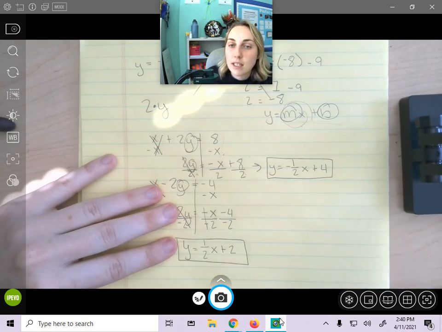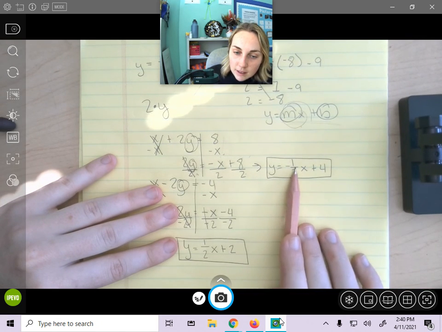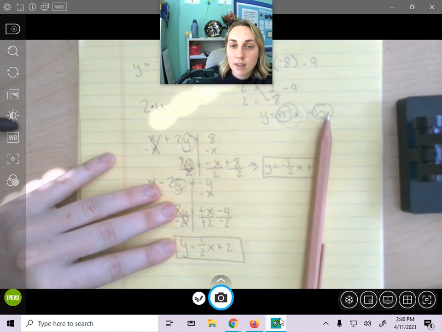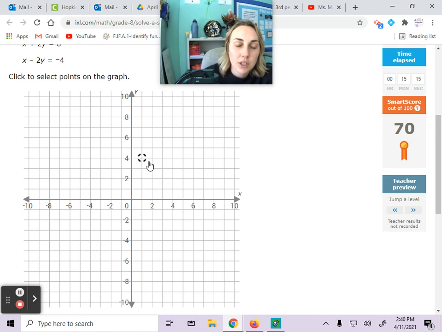So now we're just going to do the exact same thing, where we would plot this and find where they meet up. So first I'm going to plot the first one. The first one had a y-intercept of a positive 4. So on here, I'm going to find positive 4 on the y-axis. And then my slope is negative 1/2. So that means I'm going to rise negative 1, and I'm going to run 2. So I'm going to go down 1 over 2, and that's the first line.